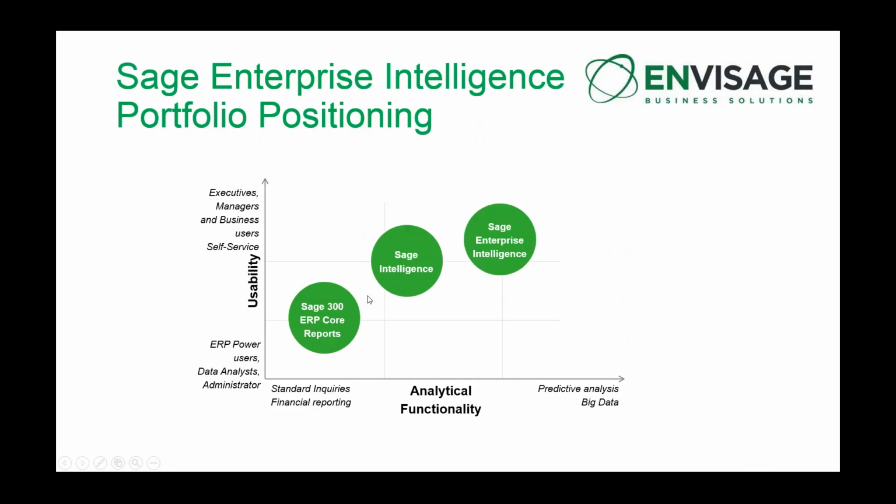This is where Sage see that their product suites fit. As these go up, the usability and the functionality are going to obviously increase. So Sage Enterprise Intelligence is the flagship product, then Sage Intelligence, and then the core financial reporting tools that come with the product: the financial data extraction tool for X3 and General Ledger Financial Reporter for ERP 300.